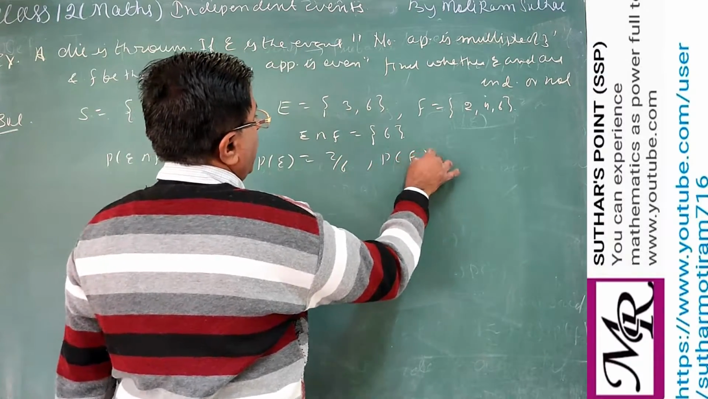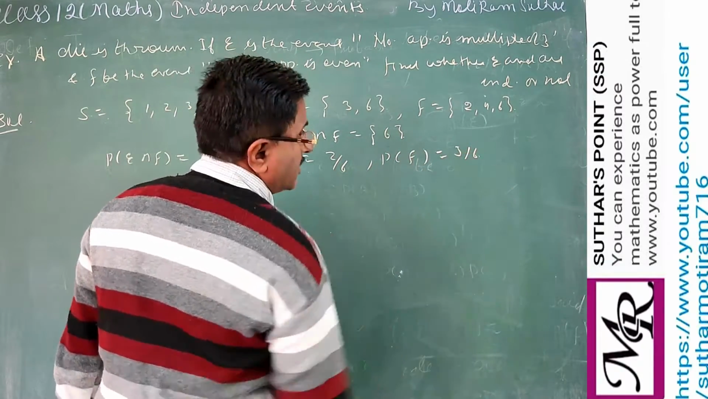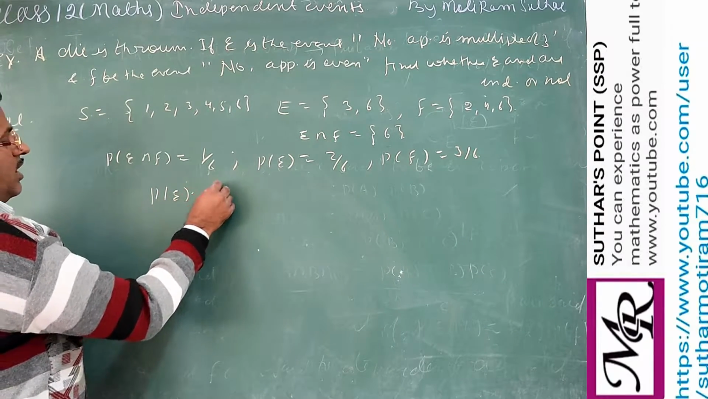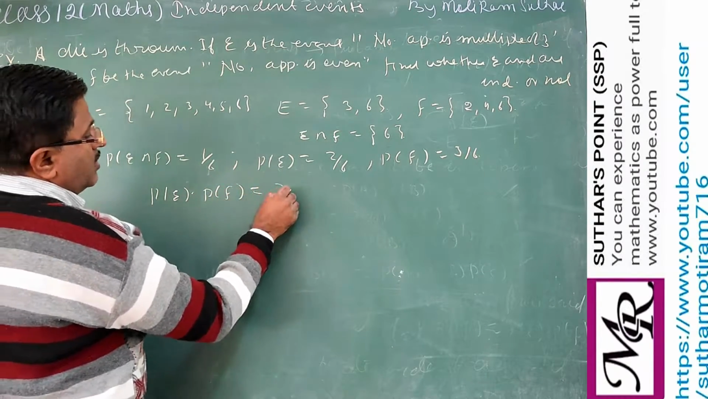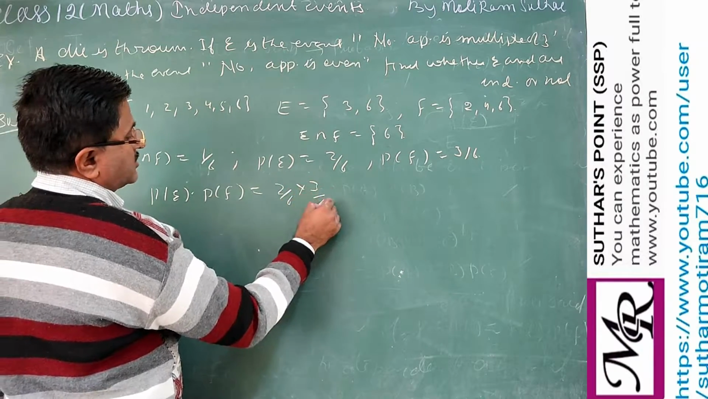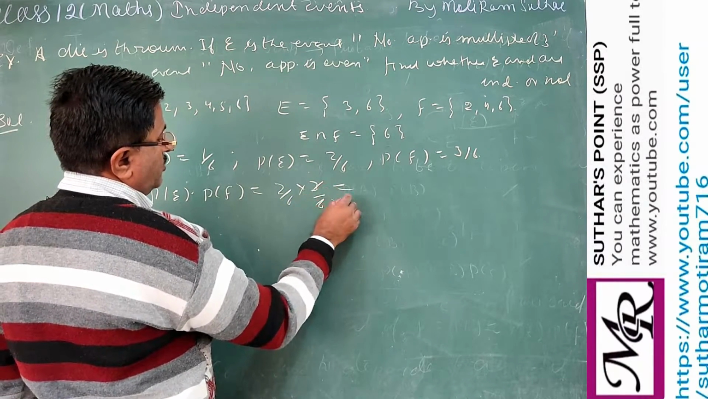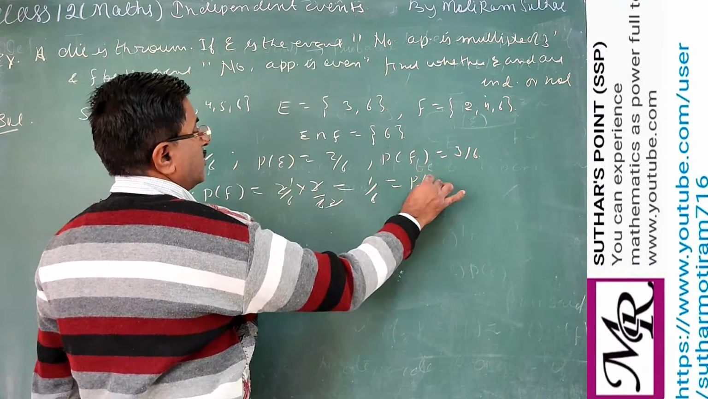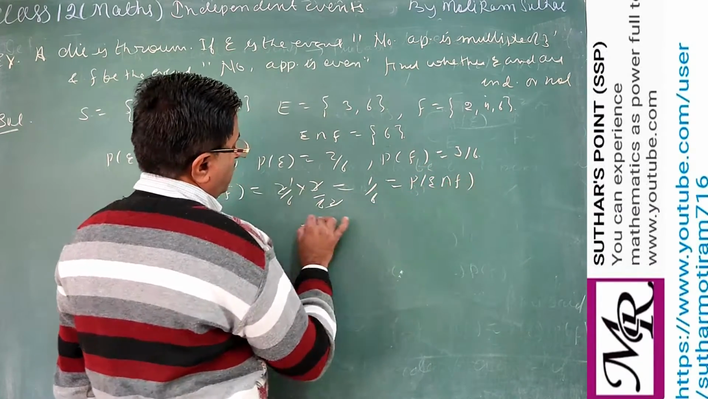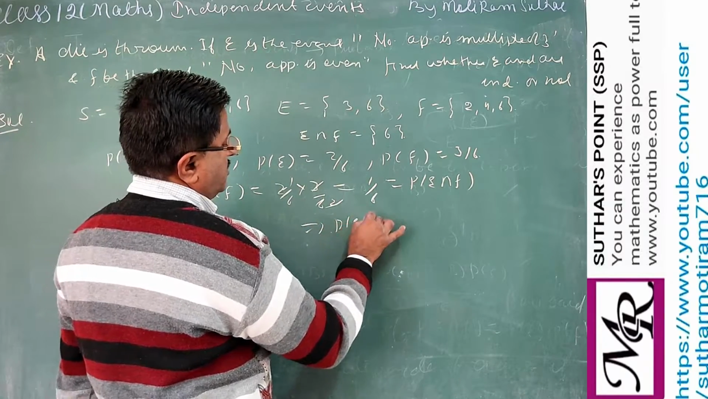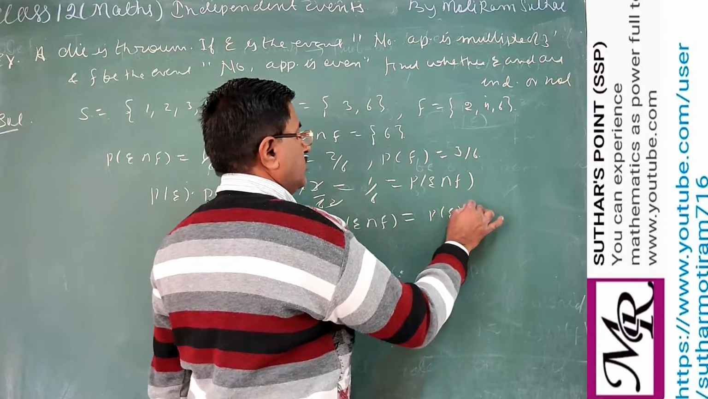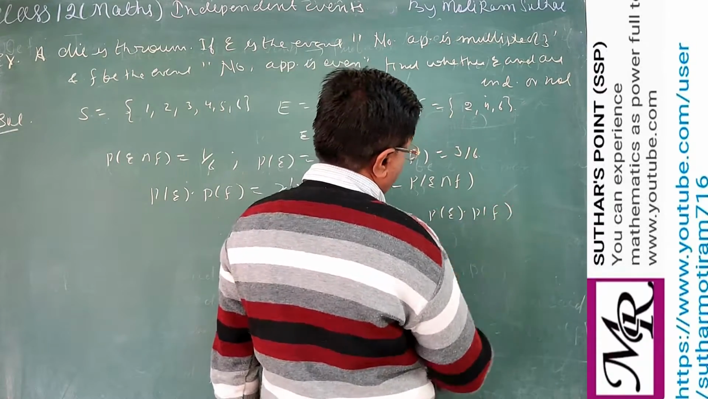Probability of E, that is 2 by 6. And probability of F, that is 3 by 6. Now you multiply these, P(E) into P(F): 2 by 6 into 3 by 6, that is 1 by 6. So you get 1 by 6, that is also equal to P(E intersection F). So our formula is satisfied.